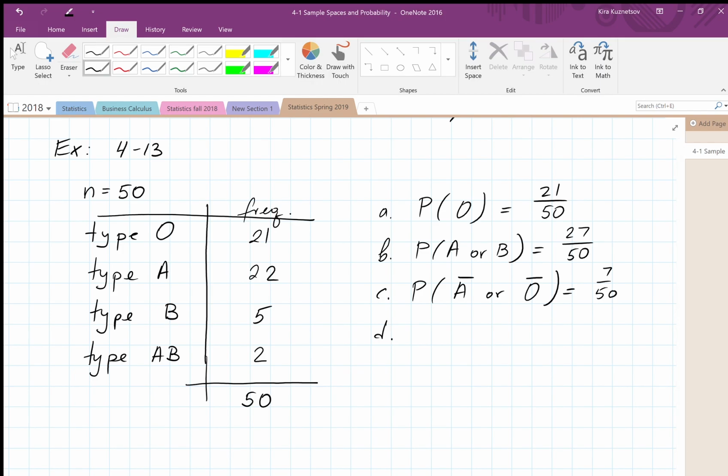And my last example is a person does not have type AB blood. So the probability of does not have type AB, sorry. So not AB. This one I actually do want to jump into my probability formulas because I know that there's 2 people with the type AB. That means that 1 minus that probability will give me the other 48 people. Probably want to simplify this to reduce the fraction, and that should do the trick for this problem.